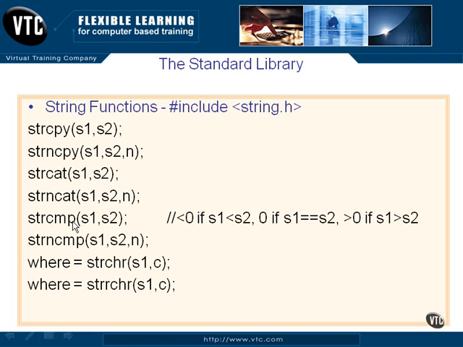strcmp, string compare, compares S1 and S2. This is an alphabetic compare. If string 1 is less than string 2 alphabetically, the return of string compare will be less than 0. If string 1 is identical to string 2, same length, same characters in every byte, upper and lower case, it will return 0. strcmp will return a value greater than 0 if string 1 is larger than string 2. You can probably see what it's doing.